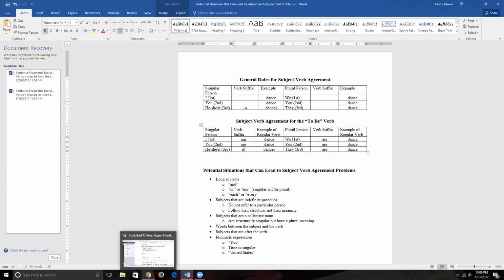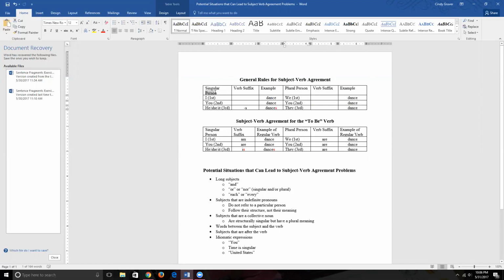So let's get started. In order to do that, we're going to need to go through some general terms about grammar and things like that. Of course, the first term is singular. We all know what singular means. It means just one. Plural means more than one, so two or more. So those are pretty easy ones.